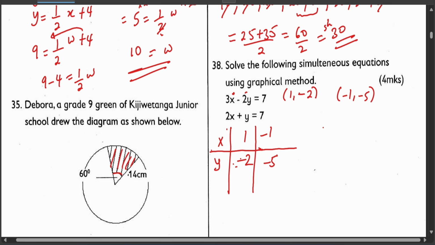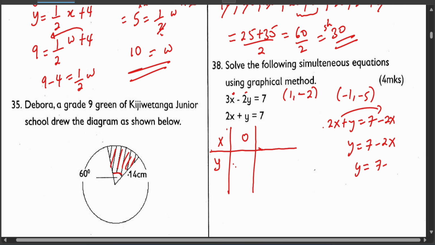Okay. For the other one, 2x plus y equals 7. Move 2x to the other side, so it is minus 2x. So y equals 7 minus 2x. If your x is 0, it means y will be 7, because 2 times 0 is 0, so you remain with 7. But that is still big, I don't want a big one.